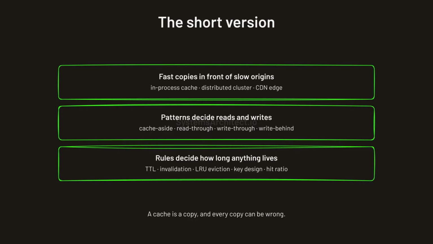Caching stores frequently accessed data in a fast layer so requests skip slower origins, whether that layer is an in-memory cache like Redis, a distributed cluster, or a CDN at the edge. Cache aside and read-through govern reads. Write-through and write-behind govern writes. TTL, invalidation, and LRU eviction govern how long anything survives. Design your keys carefully. Measure your hit ratio and defend against stampedes, because a cache is a copy, and every copy can be wrong.